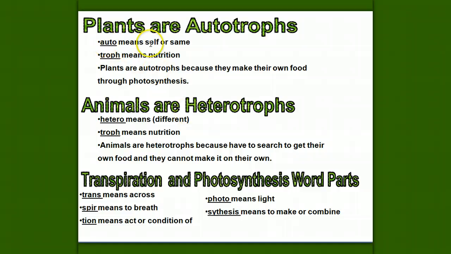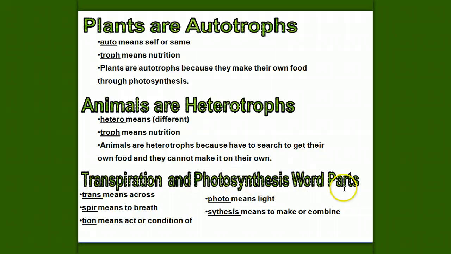So auto meant self. Troph meant nutrition. Self-nutrition. Heterotroph, hetero means different. Animals are heterotrophs. We cannot make our own nutrition. We have to get it somewhere else.